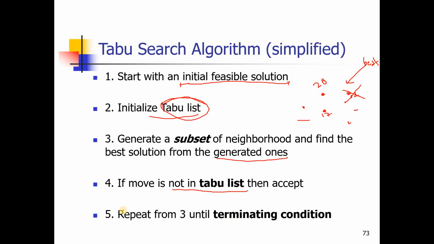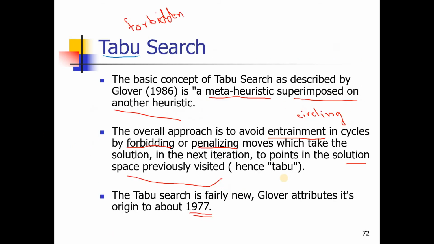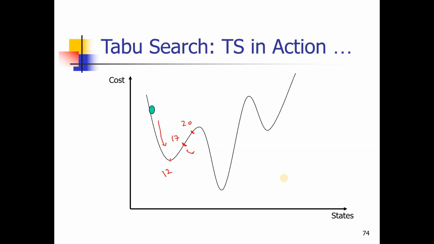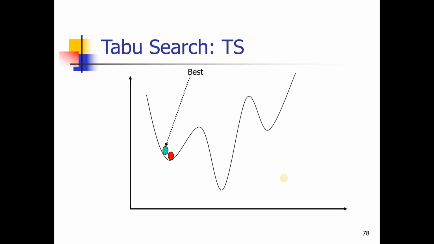So I keep on repeating the third and fourth step, these steps, until it's finished. 3, 4, 5, I keep on repeating. So this is Tabu search, where you keep track of the list of nodes you have already explored in the hope not to waste time on the already visited states. Clear? So this is it. This is the Tabu search.